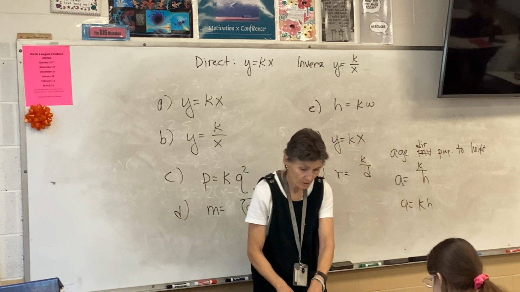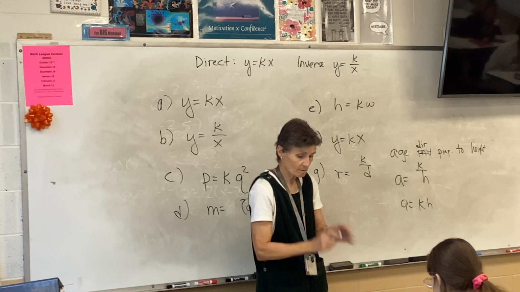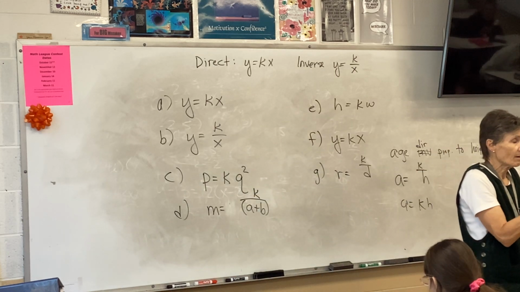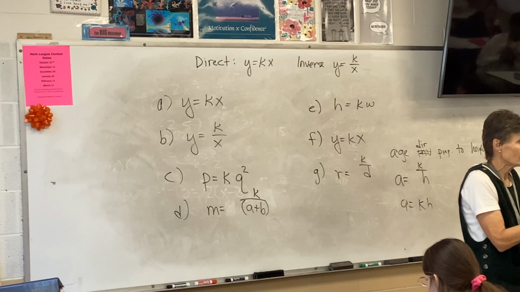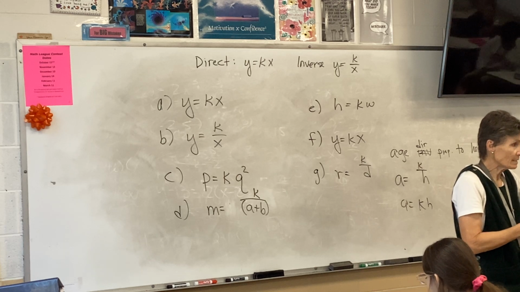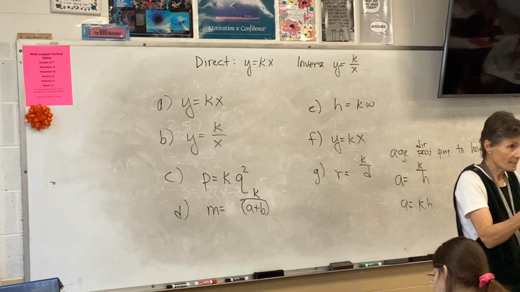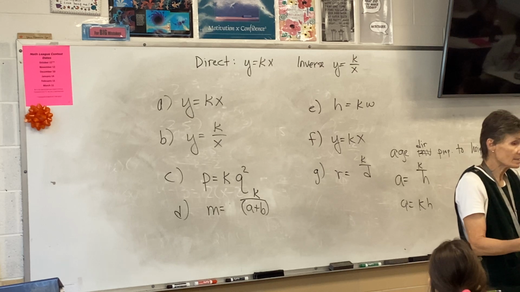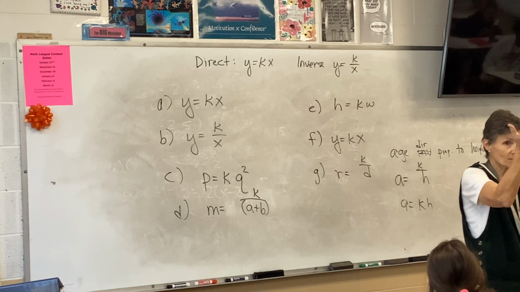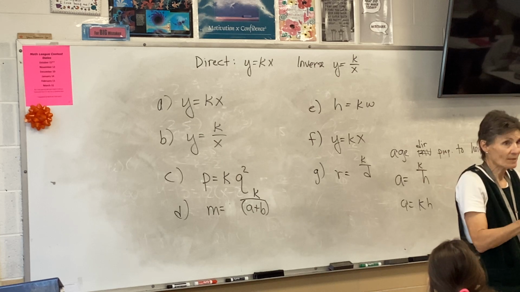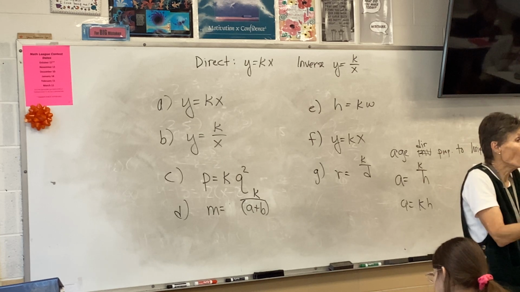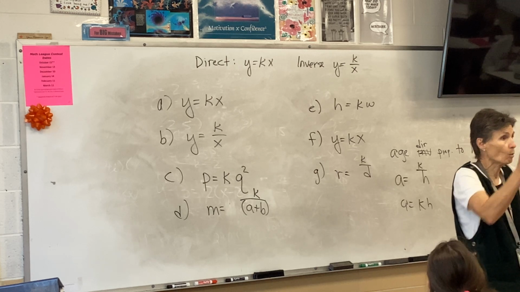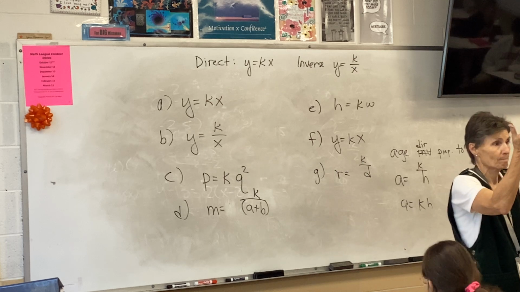Now, I want you to understand what these variations mean. Think about this for a second. I love bananas. Every week I go to the store and I buy bananas. The more bananas I buy, the more money I have to pay. Would you agree with that? Yes. So more bananas, more money. Less bananas, less money. That is direct variation. Both of the quantities, bananas and money, are moving the same way. If bananas go up, money goes up.